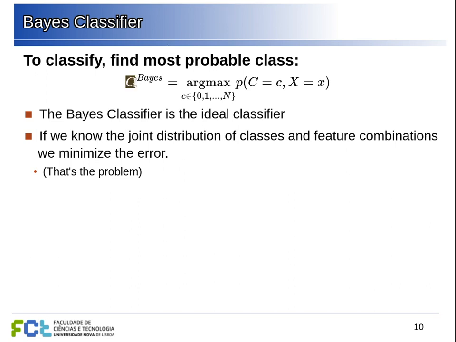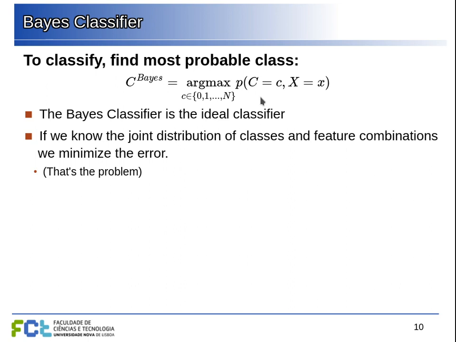The class where we are going to assign this point with features x, so this is a vector with all the features of that example, will be the class C for which the joint probability of belonging to C and having all those features is the maximum. And this is an ideal classifier in the sense that it minimizes the error. So if you always assign each point to the class where the probability of that class occurring with those features is highest, you minimize the error you're going to commit on your classifier.